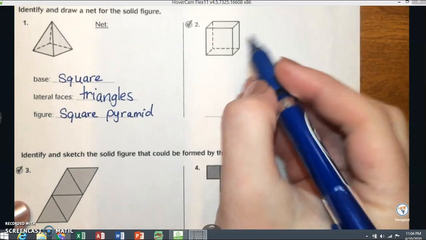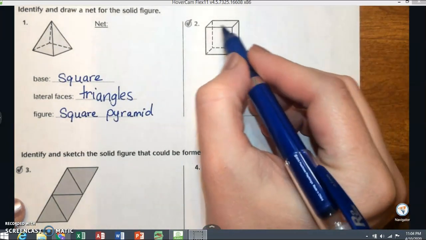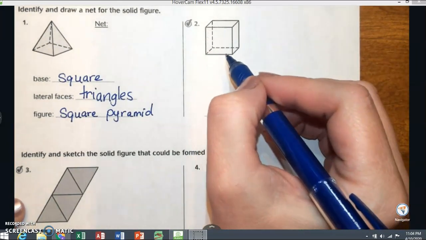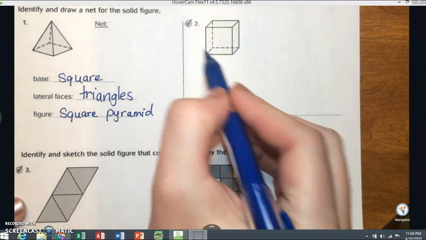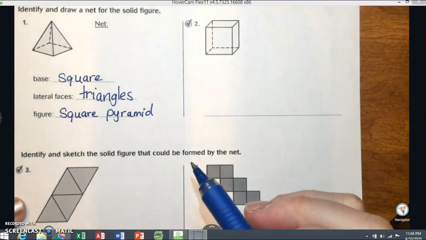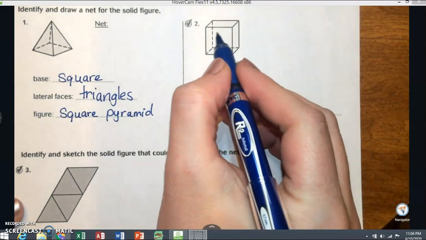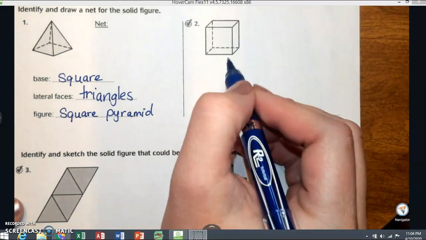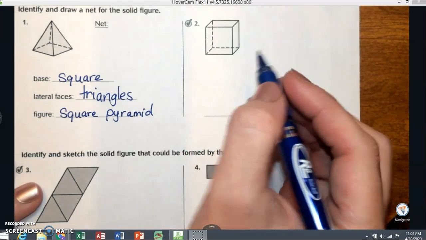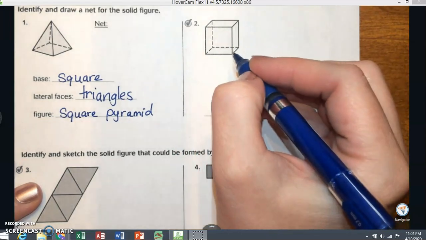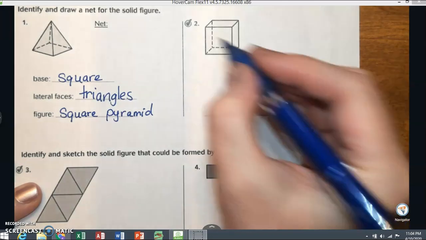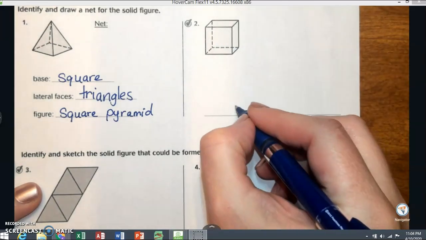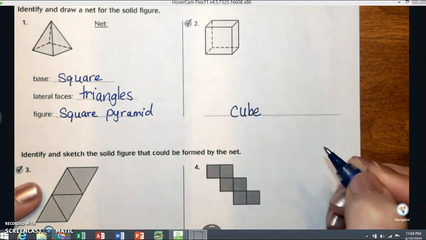Alright, so what shape does this solid figure appear to be made up of? If you look at every side, what shape does it appear to be? If you said each side, each lateral face, each base looks like a square, then you would be correct. So when we have this figure right here, we call this a cube. So this is a cube.